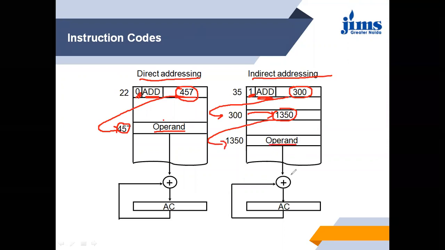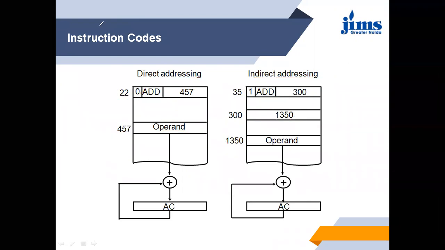Will perform the plus operation. Now AC is accumulator. We are just about to read these also. Now you may think that this is at 22 and this is at 35. These are different memory locations where these instructions are going to be written. So in this, there is no need for confusion.